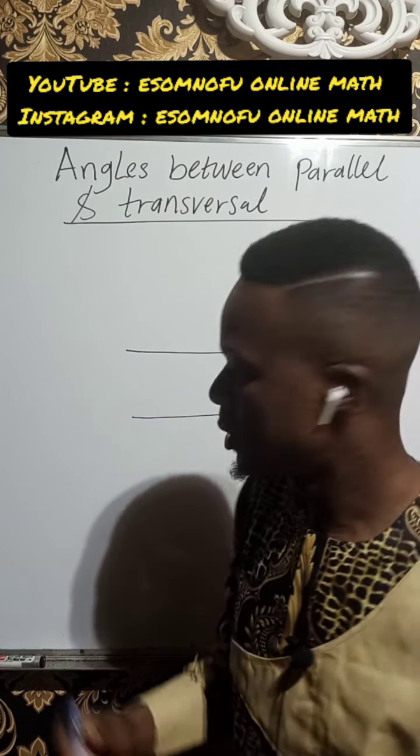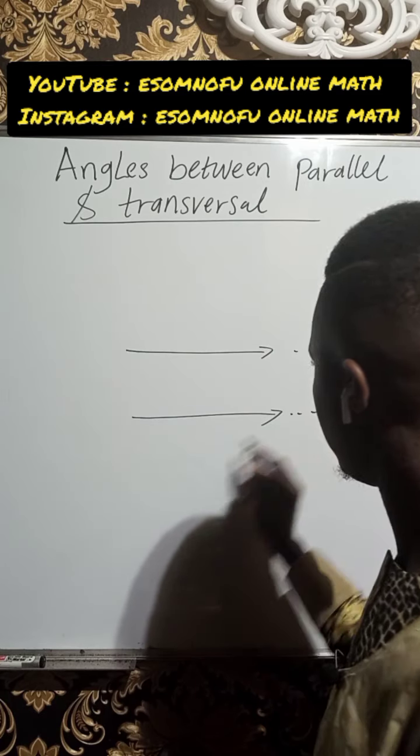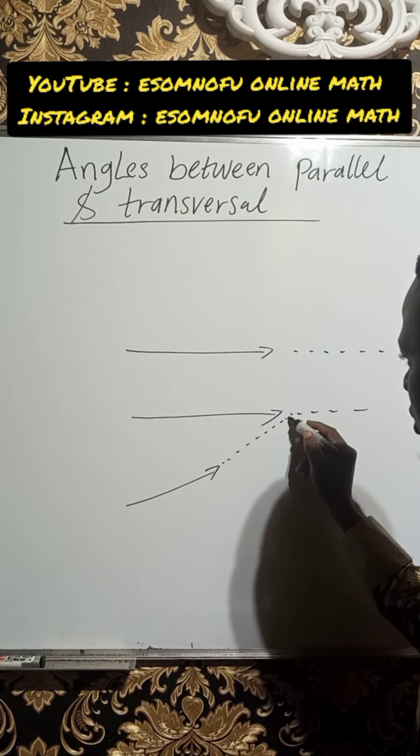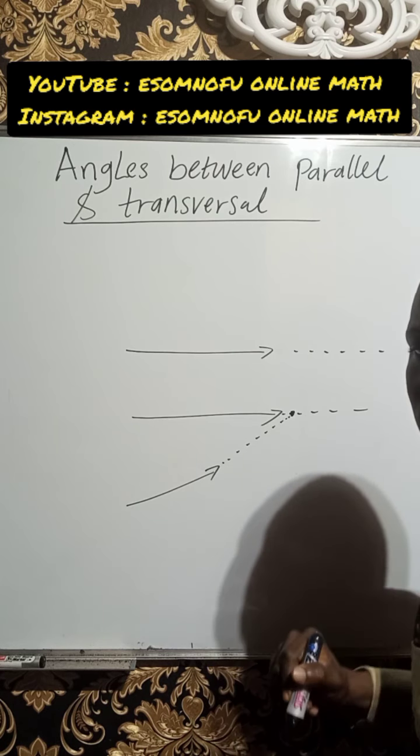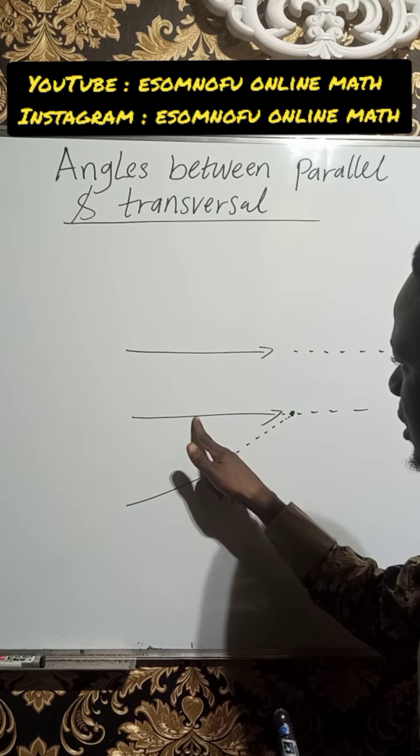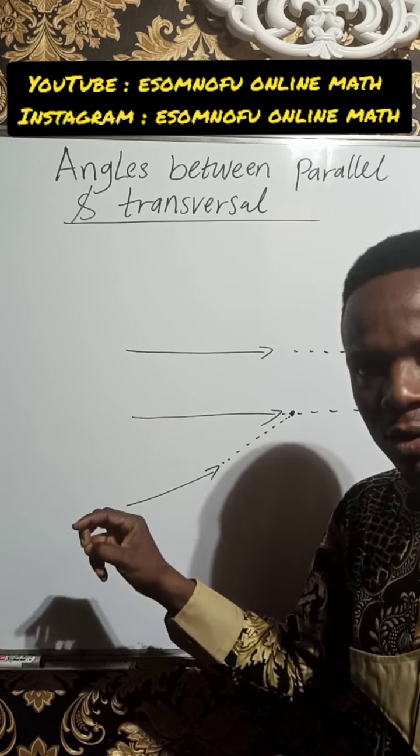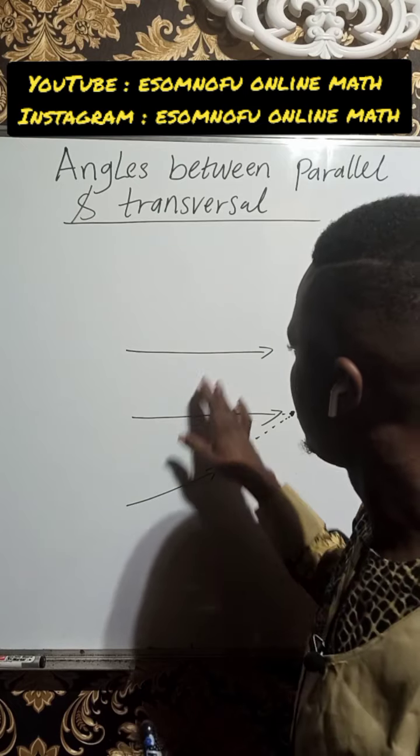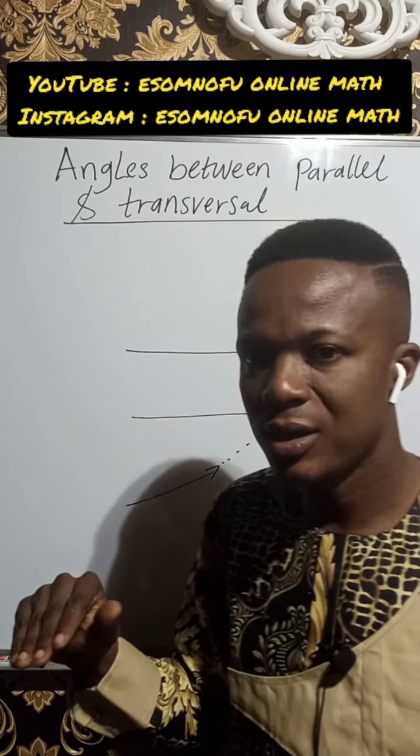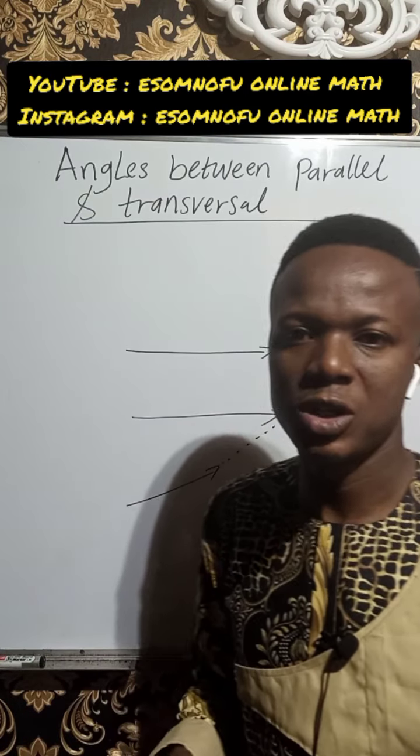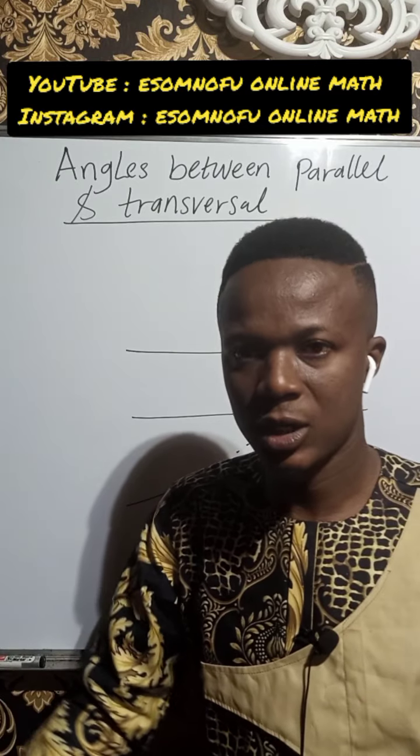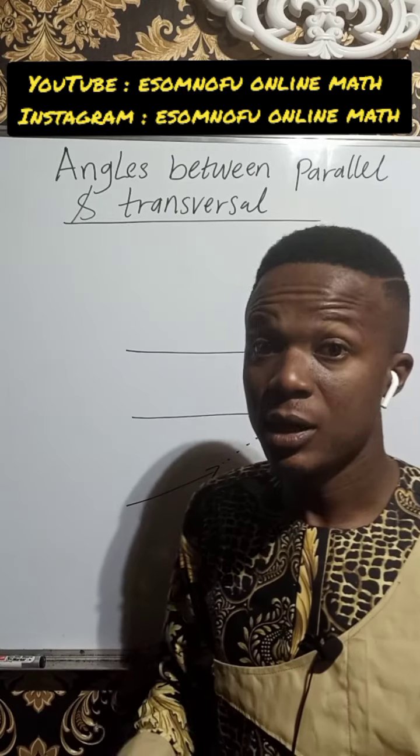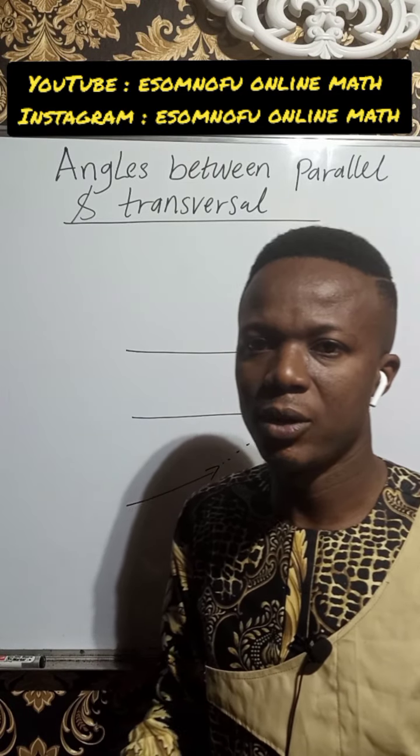But assuming I have one line like this and the other is like this, you will see that after a little extension, both of them will tend to meet at a particular point. In this case, this line and this line are not parallel because after a while they will meet if you try to extend them. But these two lines are parallel because they are moving in the same path. They cannot touch each other no matter how far they move. So you've now seen that two lines are parallel if they do not meet at any point.